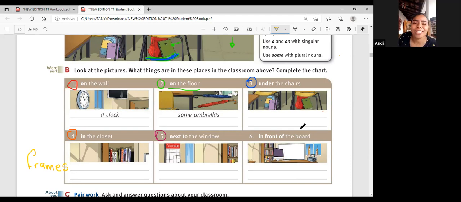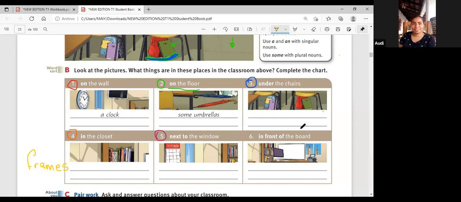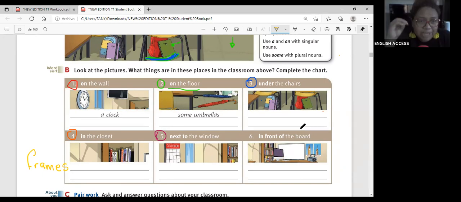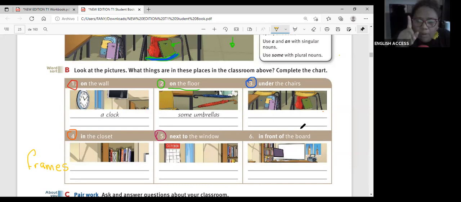Picture, no. ¿Cómo se dice? Pictures. ¿Pinturas o fotos? Fotos. Pictures. Si fueran pinturas, decimos paintings. Paintings. Good, okay. One more, one more.